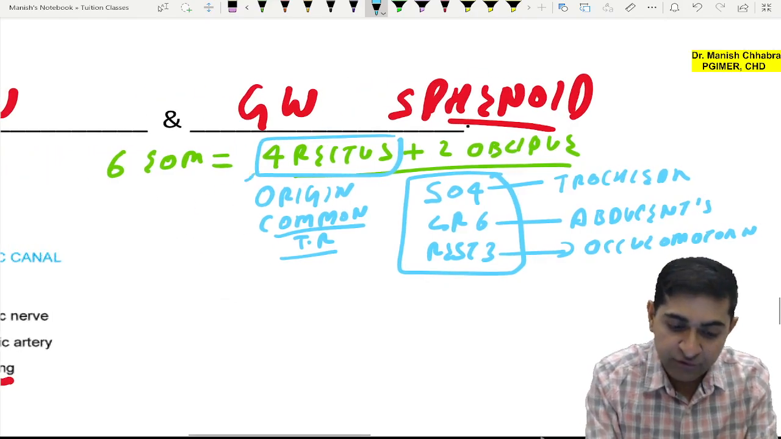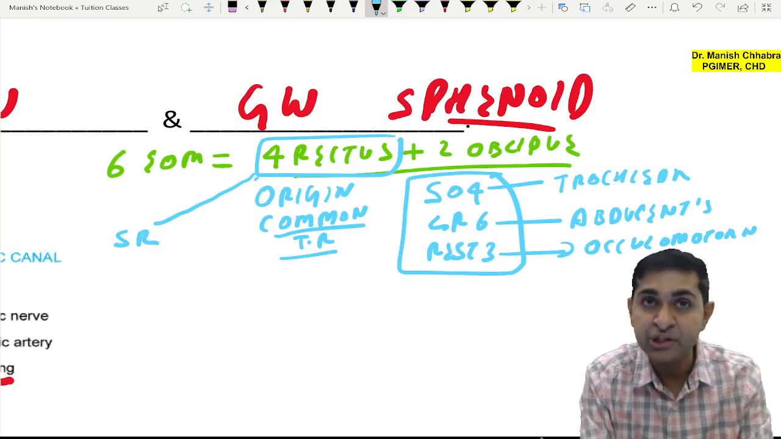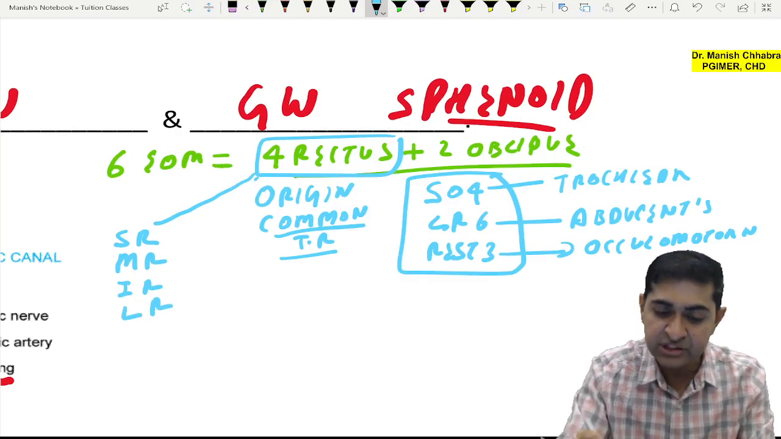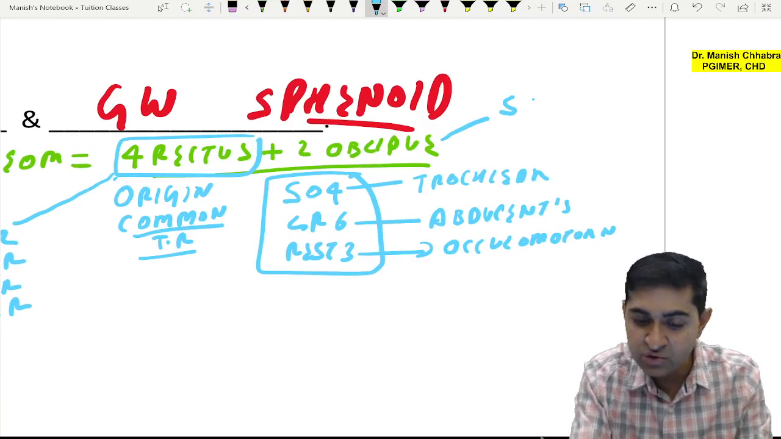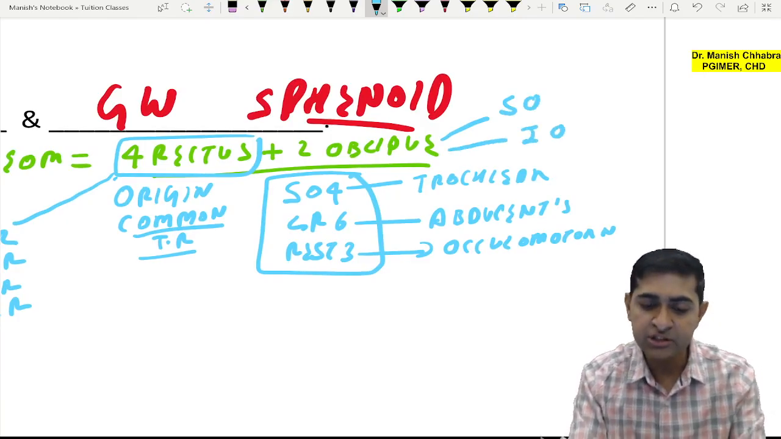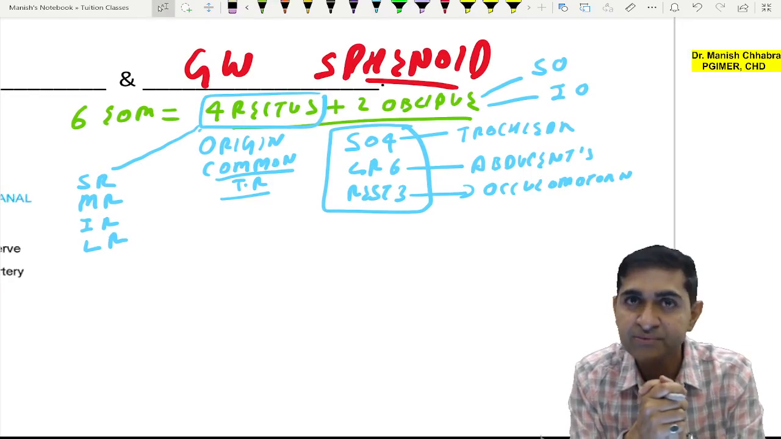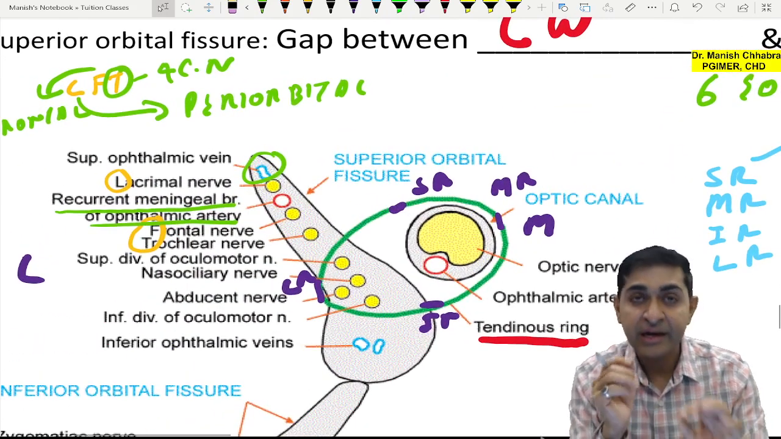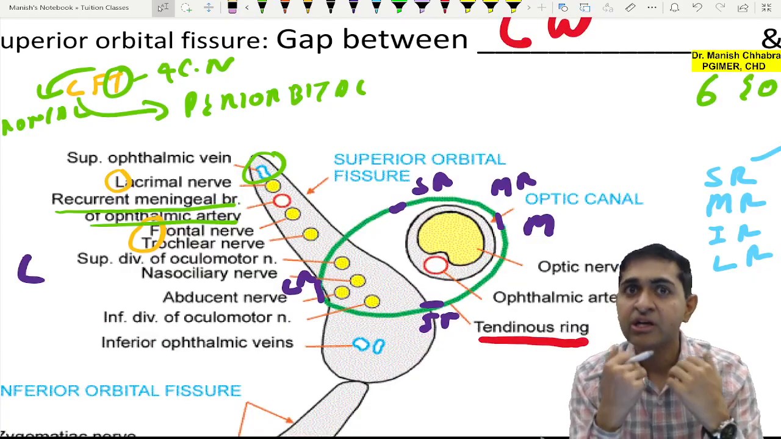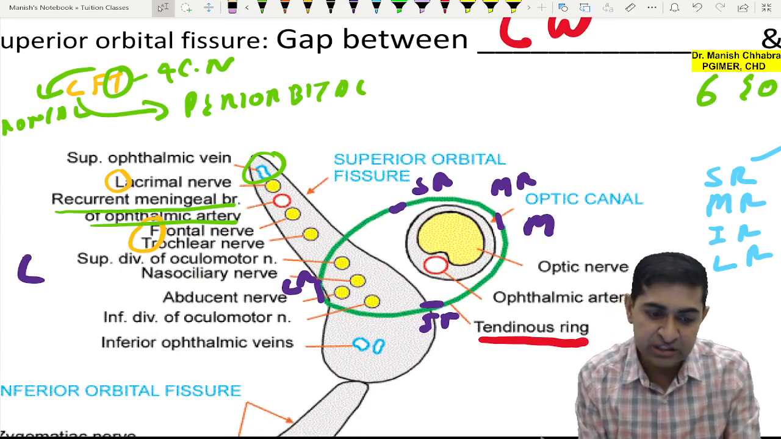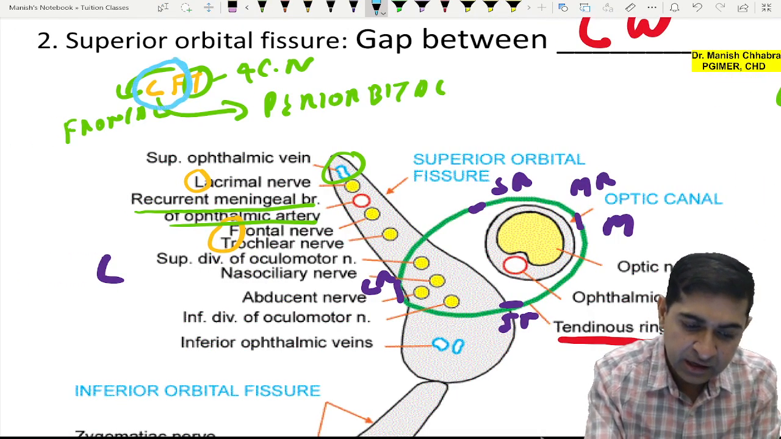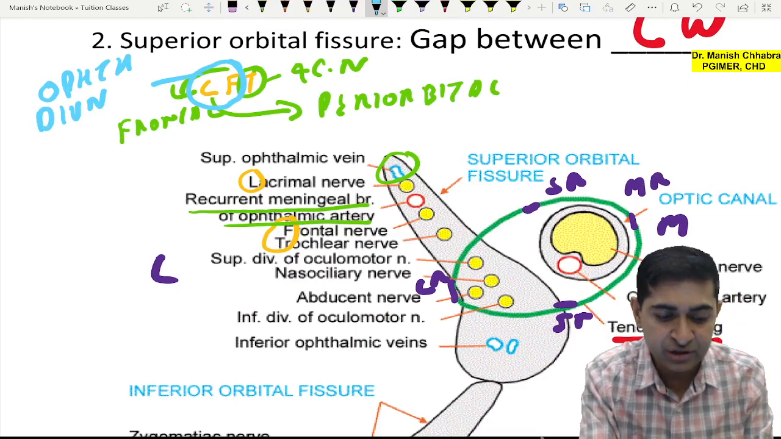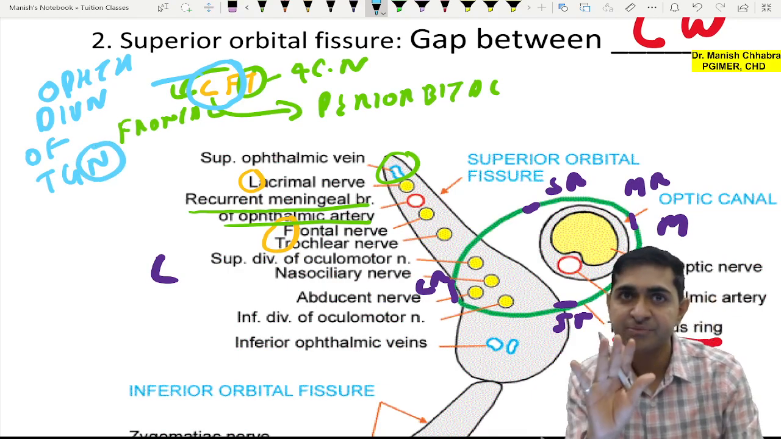Now the names of the 4 rectus muscles: SR means superior rectus, MR means medial rectus, IR means inferior rectus, LR means lateral rectus. 2 oblique muscles: SO means superior oblique, IO means inferior oblique. Understood? Okay. Now lacrimal, frontal and trochlear. So trochlear we have done, lacrimal and frontal I have told you. These are the branches of the ophthalmic division of trigeminal nerve. Okay.